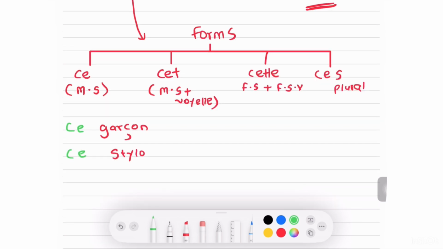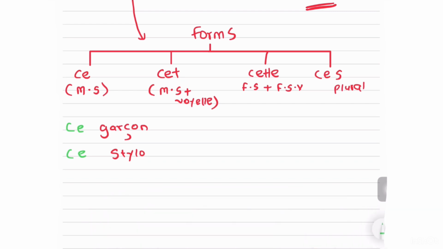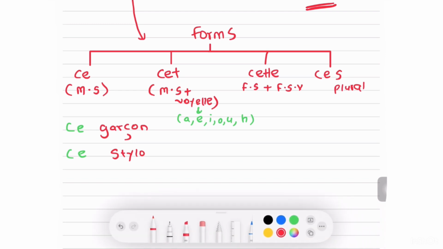And then we come to CET. Now here it's also masculine, also singular, but it has to start with a vowel. That is A, E, I, O, U or H. So it has to start with any of these, and it has to be masculine and only one object for me to put CET before it. For example, I want to say man. I'm pointing to a man. So I will say homme.